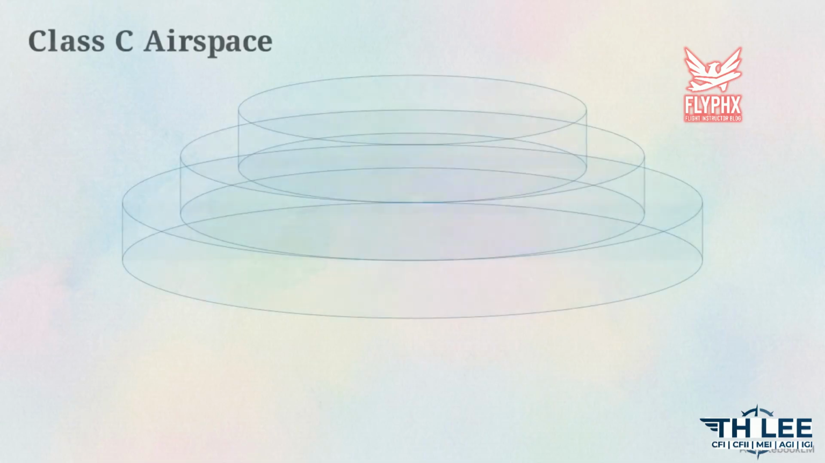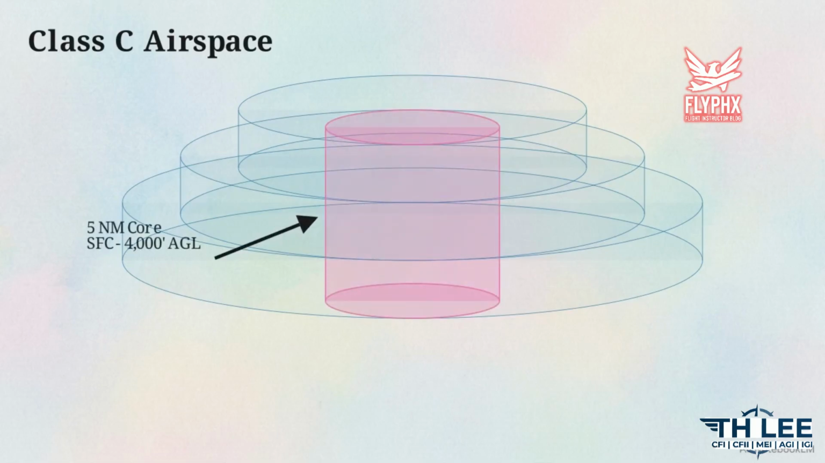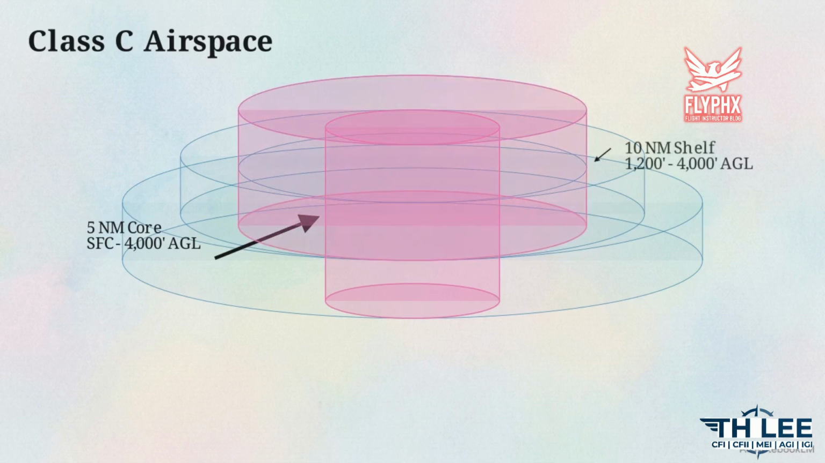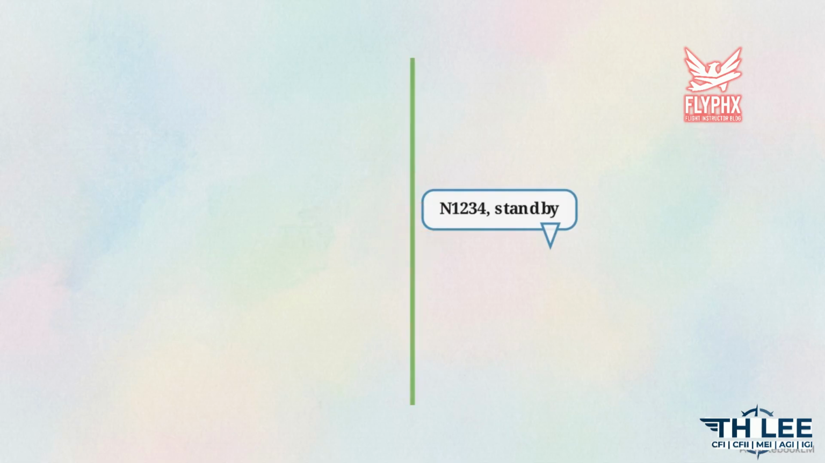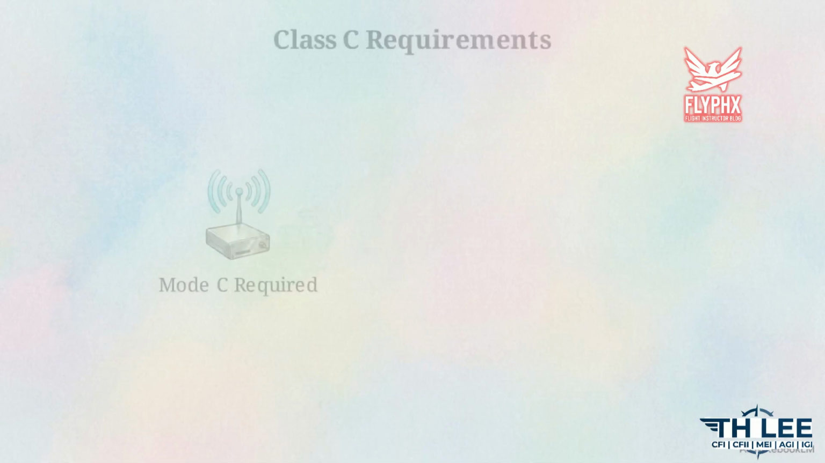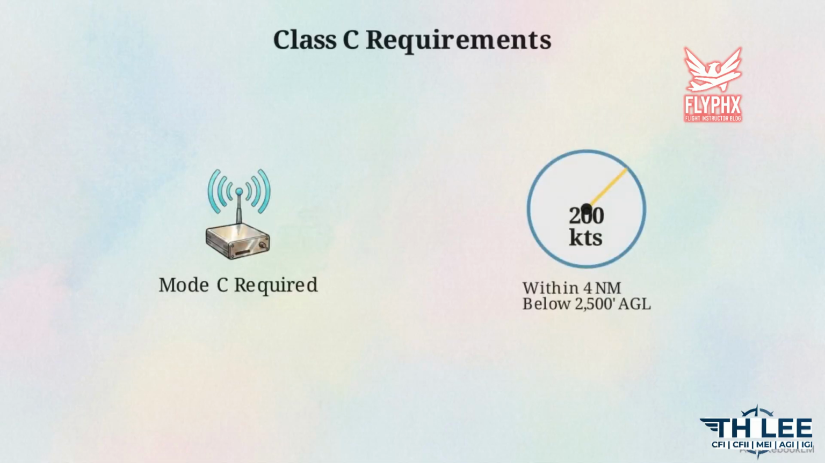Stepping down the complexity ladder, we find Class C airspace. This typically extends from the surface to 4,000 feet AGL. It usually consists of a 5 nautical mile inner surface core and a 10 nautical mile outer shelf. To enter Class C and the smaller Class D, you must establish two-way radio communications. There is a rigid rule here. ATC must read back your specific tail number. If a controller simply says, "Aircraft calling, stand by," communications have not been established. You must remain outside the boundary.